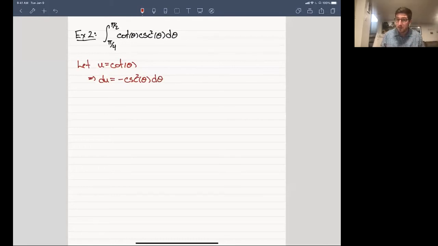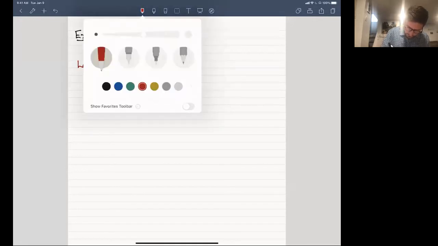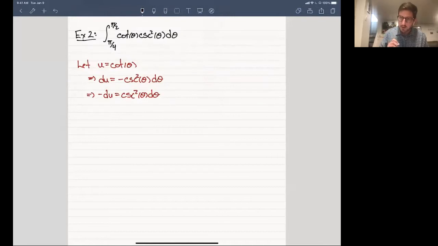Now I don't have a minus, but I can rearrange for the things that I do have. I do have a cosecant squared. I do have a d theta. So this tells me minus du is equal to cosecant squared theta d theta. Okay, I'll come back to the bounds in a moment, but let's write down what we have so far. The cosecant squared and the d theta all become minus du. Let's put the minus out front. The cotangent becomes a u. So I've just got minus the integral of u du here.